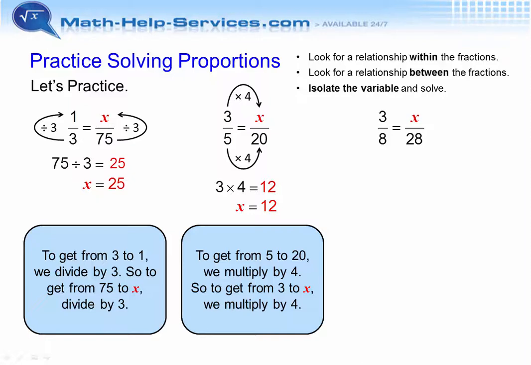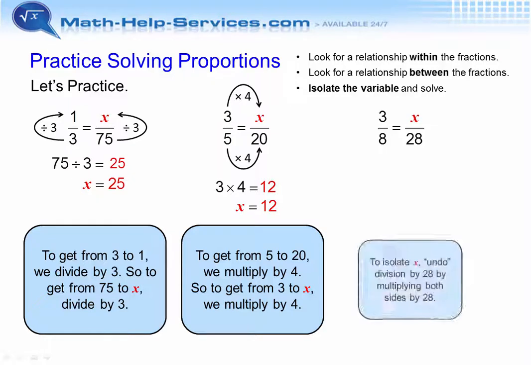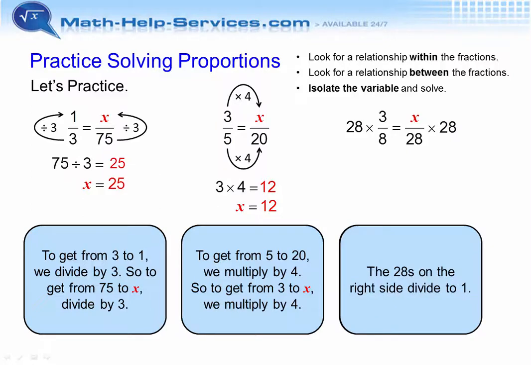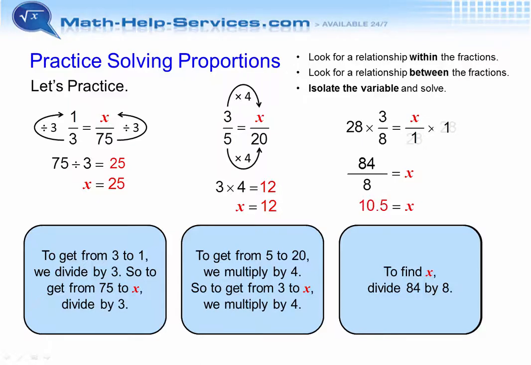We can also isolate the variable and solve. To isolate x, let's undo division by 28 by multiplying both sides by 28. Remember, what you do on one side, you have to do on the other side of the equal sign. The 28's on the right side divide to 1. On the left side, 28 times 3 is 84. To find x, divide 84 by 8. And we get 10 and 5/10. And that's what x is.